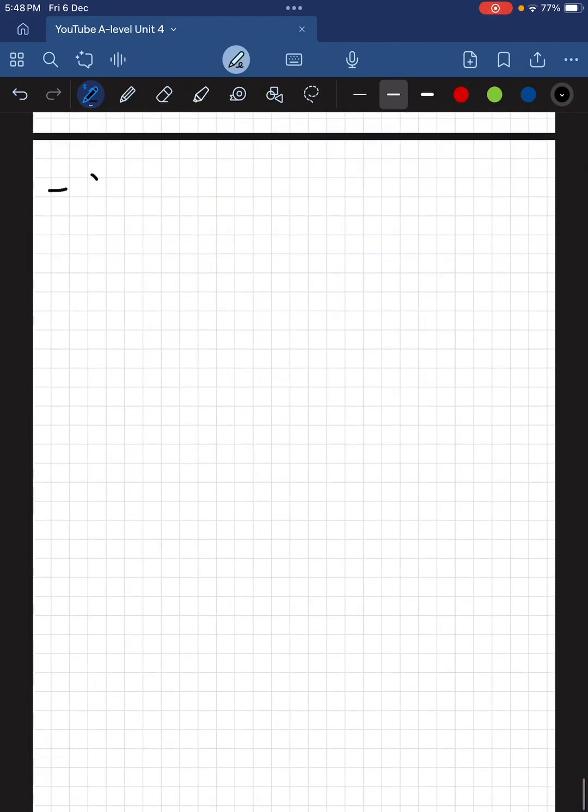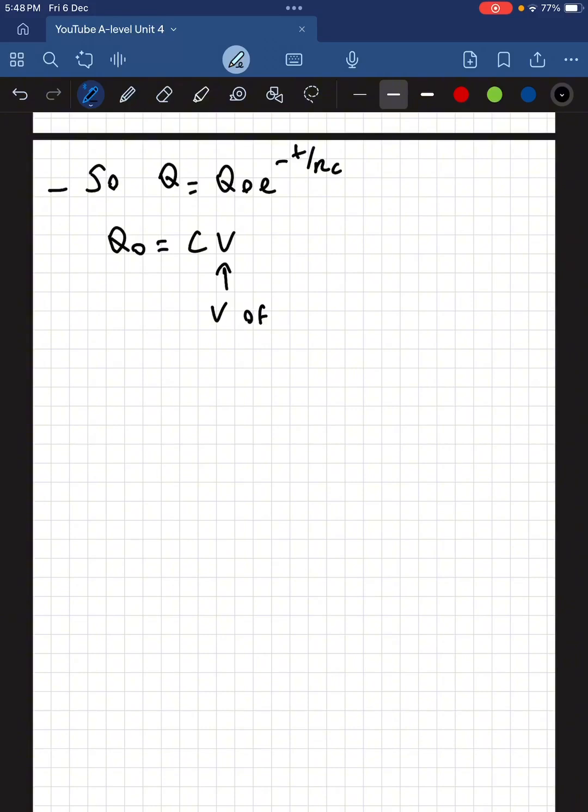So Q is equal to Q naught e to the minus t over RC, and Q naught, like before, is C times V, where V is the voltage of the battery used to charge the capacitor.